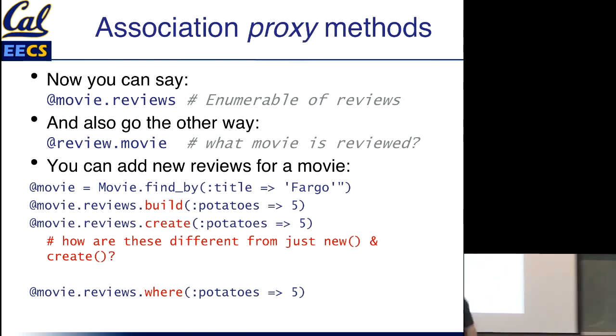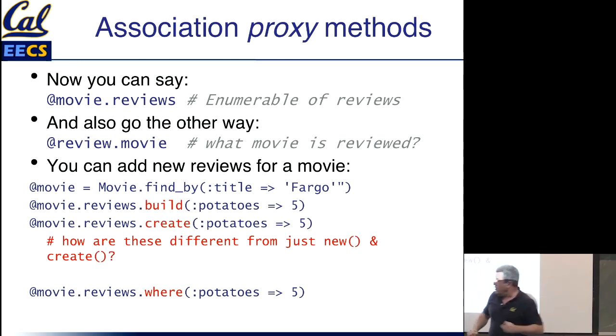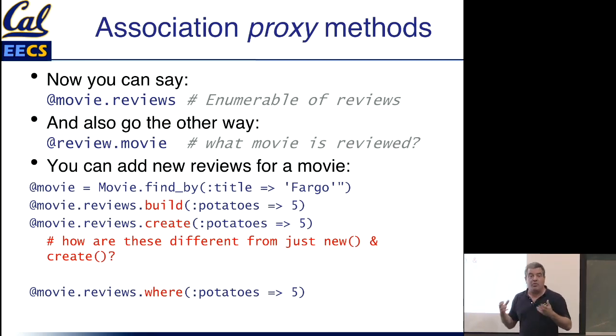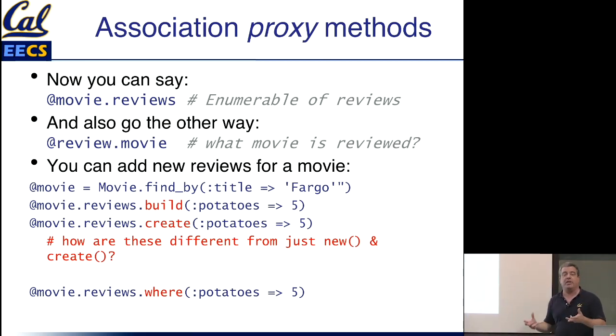And by the way, movie.reviews is not only an enumerable collection in its own right, it is also an Active Record relation, which means you can do most things on movie.reviews that you could do just on an individual review. For example, within the reviews, I can say only the reviews for this movie that have a 5 potato rating. So I can attach additional conditions onto the end of this, as it basically acts like an Active Record relation. So it's not just a collection that you get back. You can do a lot of the other things on it that you could do on just plain review or just plain movie.